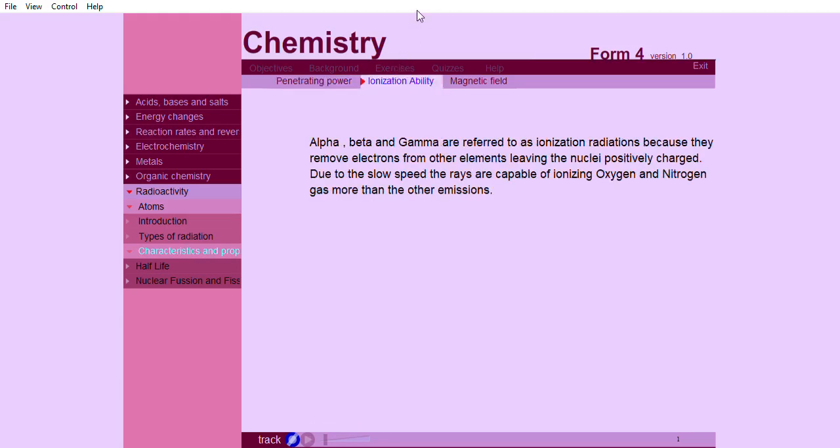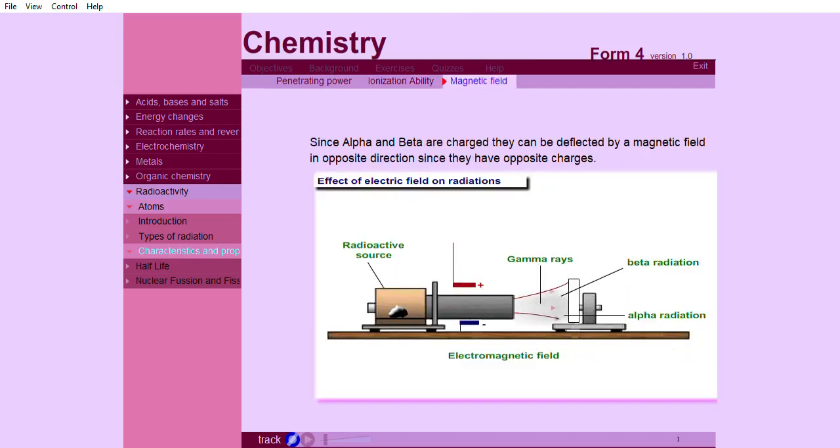Alpha, beta, and gamma are referred to as ionizing radiations because they remove electrons from other elements, leaving the nuclei positively charged. Due to the slow speed, alpha rays are capable of ionizing oxygen and nitrogen gas more than the other emissions. Since alpha and beta are charged, they can be deflected by a magnetic field in opposite directions since they have opposite charges.